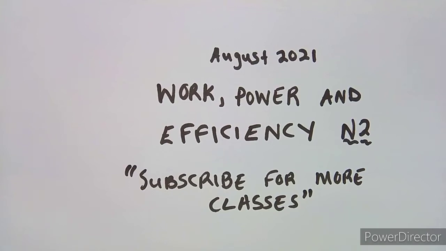Still working on Engineering Science N2. So in this platform we shall be working on the question paper which was written in August 2021. That is work, power and efficiency. That is the part that we shall be focusing on. So that is what you're going to have from this platform, from the question paper which was written in August 2021.